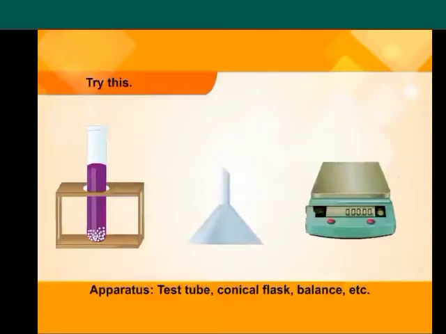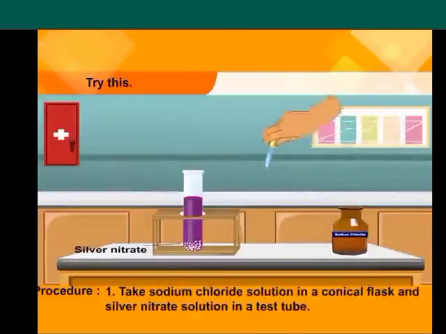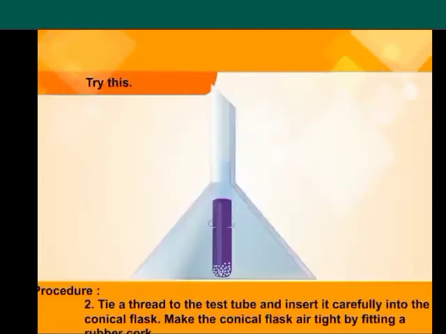Try this. Apparatus: test tube, conical flask, balance, etc. Chemicals: sodium chloride and silver nitrate. Procedure. Point number 1. Take sodium chloride solution in a conical flask and silver nitrate solution in a test tube. Point 2. Tie a thread to the test tube and insert it carefully into the conical flask. Make the conical flask airtight by fitting a rubber cork.